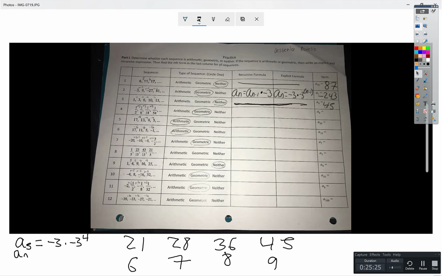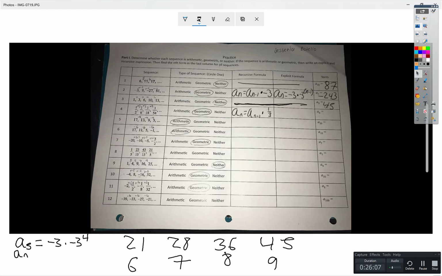This sequence is geometric because we are multiplying by 1/3, and you've correctly diagnosed that. So the recursive formula, a_n is equal to each term is equal to the previous term, a_n minus 1 times 1/3. So each term is equal to the previous term times 1/3.